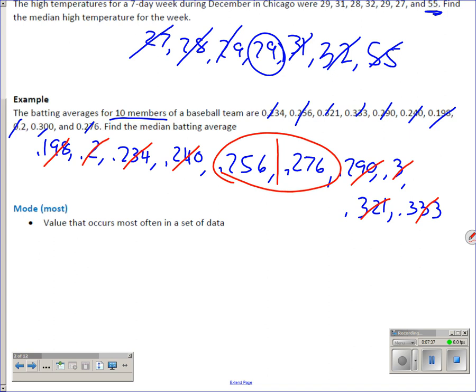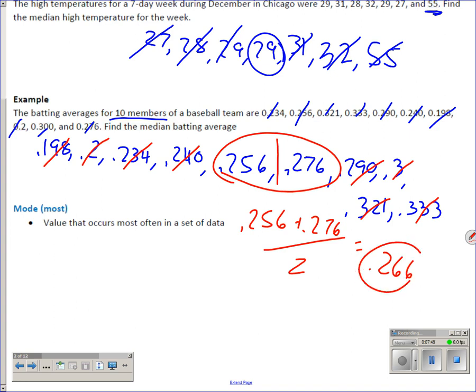Okay? So whatever 0.256 plus 0.276 divided by 2 is, 0.266. So that's your median. Questions on that? So mean, median, we've done that before, I'm sure.